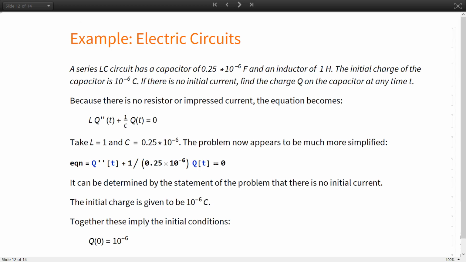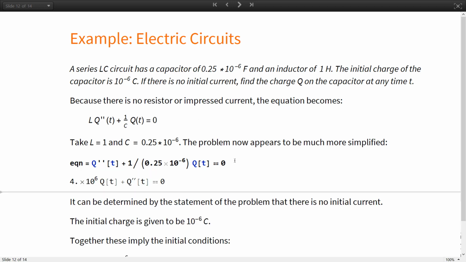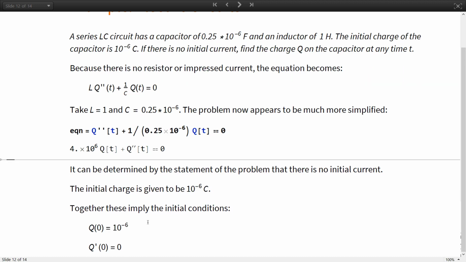Using this, we can write the differential equation as a second-order differential equation for the charge Q. Let's consider a simple example of a circuit with just an inductor and a capacitor. The capacitor has an initial charge of 10 to the minus 6 coulombs and a capacitance of 0.25 times 10 to the minus 6 farads, while the inductor has an inductance of 1 Henry. Because there is no resistor or voltage, the differential equation simplifies to this. Using the values for the inductance and capacitance, we can define the equation in the Wolfram Language. The initial conditions can be written here, since there is no initial current, meaning that Q prime is equal to 0 at t equals 0, but there is an initial charge of 10 to the minus 6 coulombs on the capacitor.